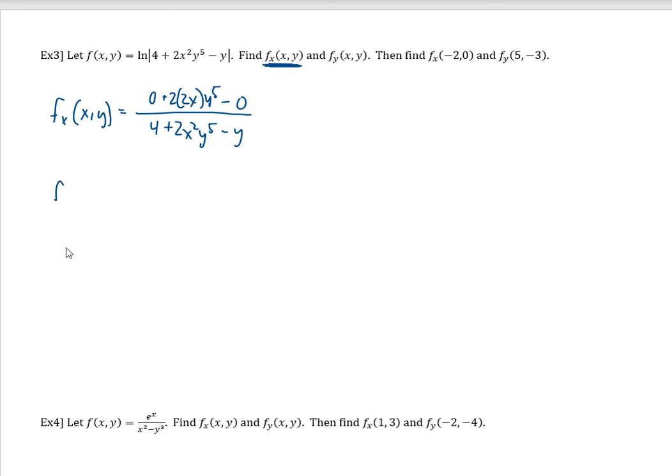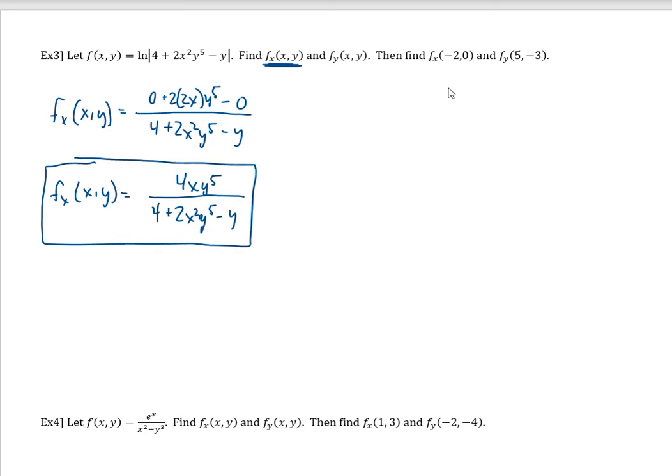And so now let's clean that up. So we have our partial derivative. It looks like the numerator just becomes 2 times 2, which is 4x y to the fifth, over the same old denominator, 4 plus 2x squared y to the fifth minus y. All right, there we go. So that's that portion, so we found it. Let's box it. And then now let's evaluate it.